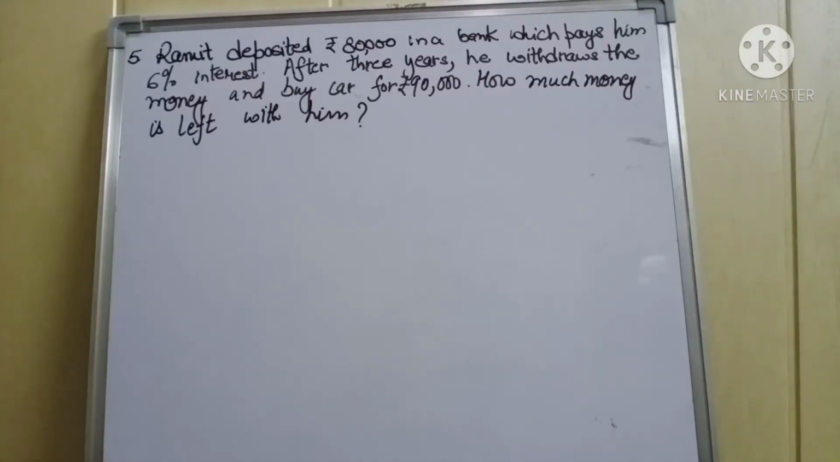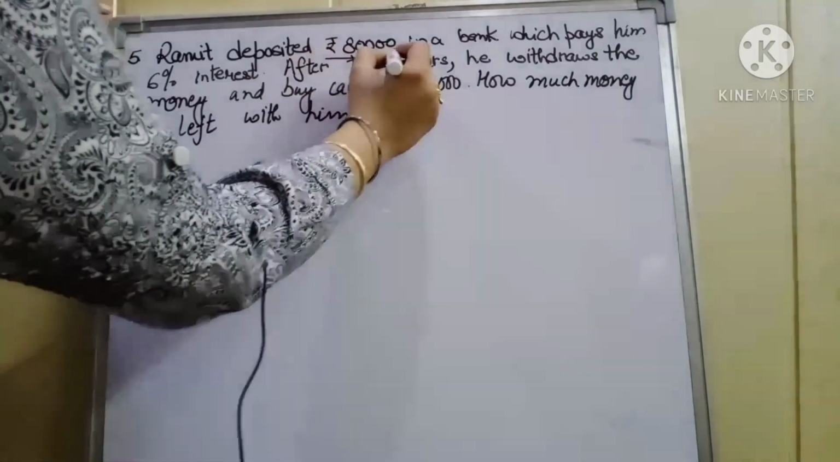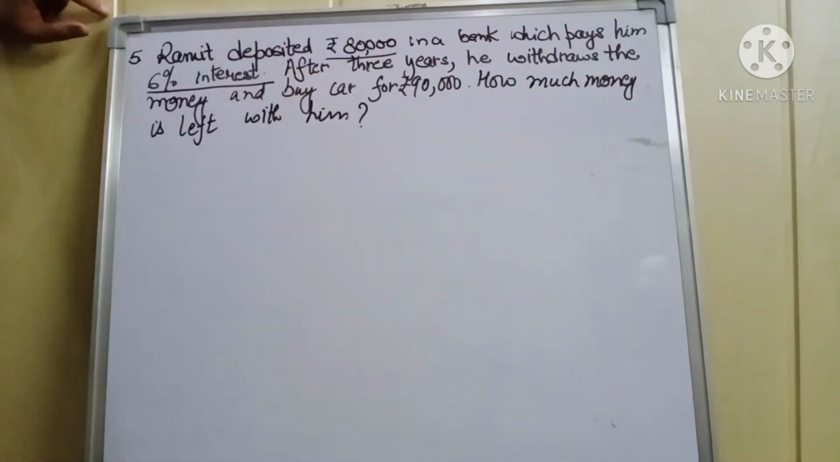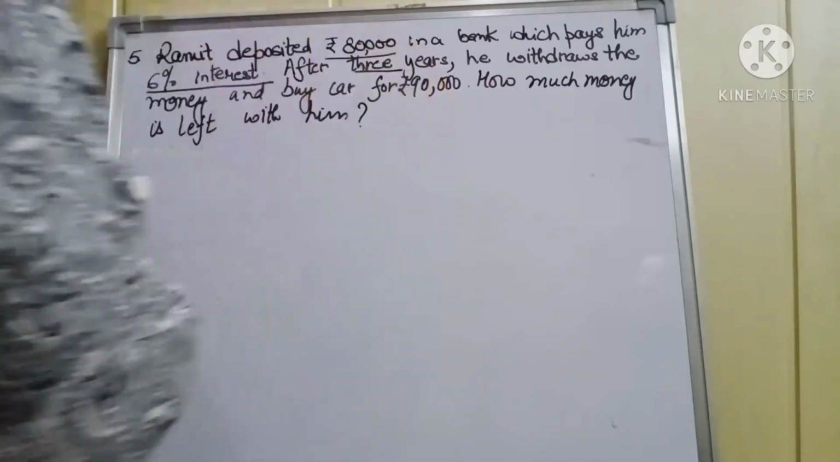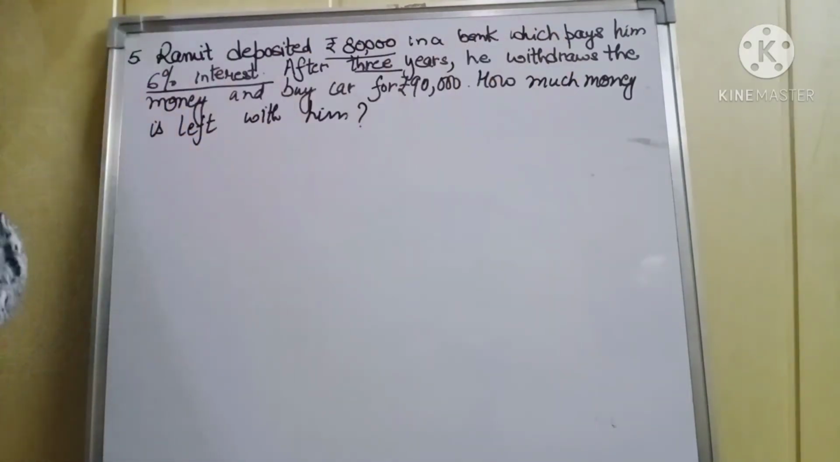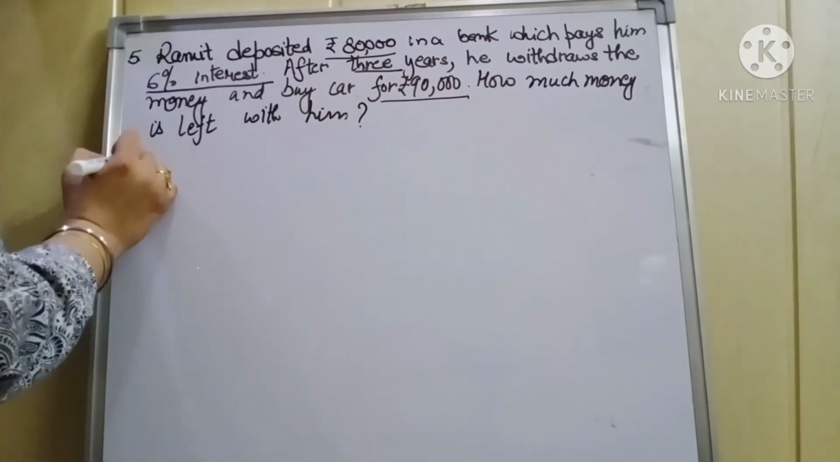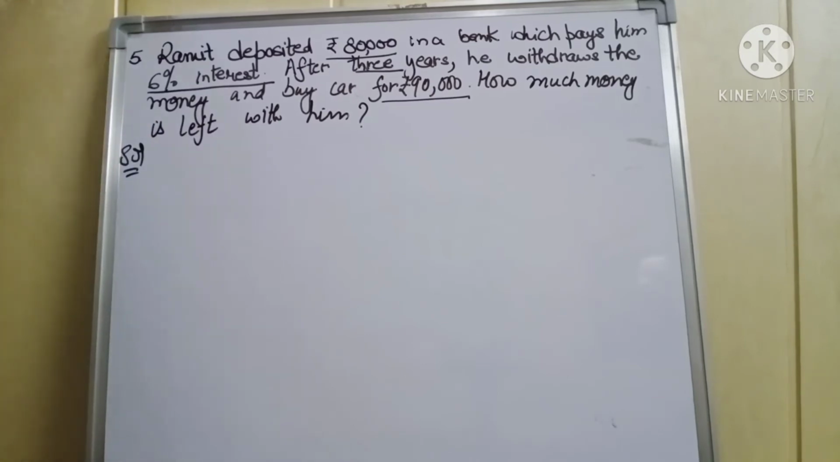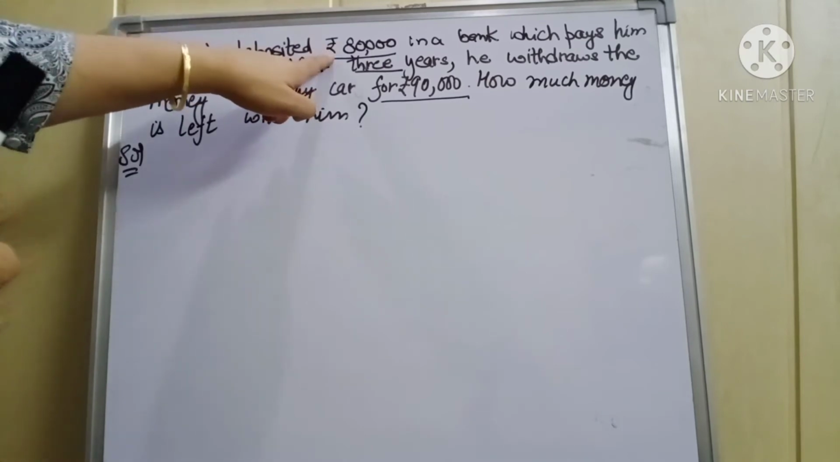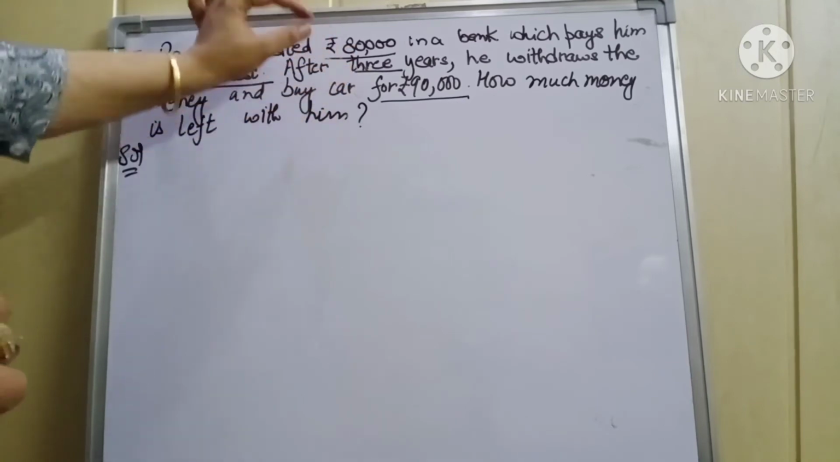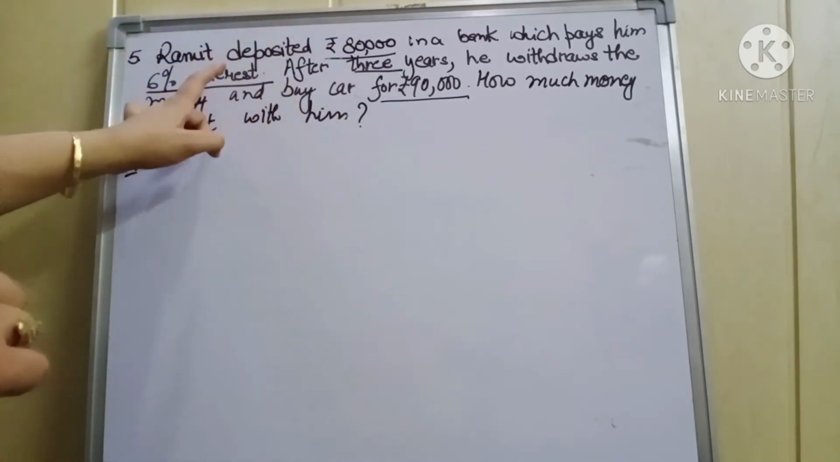Let us solve sum number 5. Ramit deposits rupees 80,000 in a bank, which pays him interest 6%. After 3 years, time period is 3 years, he withdraws the money and buys a car for rupees 90,000. How much money is left? Now how much money will Ramit get? That will be the amount, principal plus simple interest. Principal is rupees 80,000. This he has deposited. He is going to get this money as well as the interest.